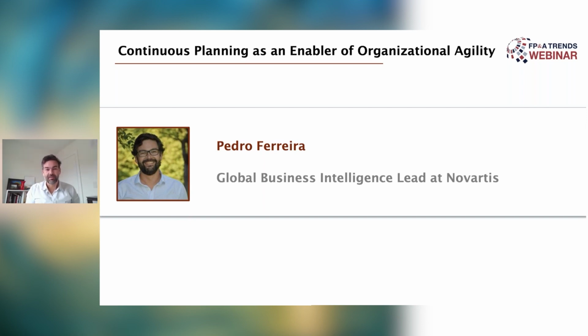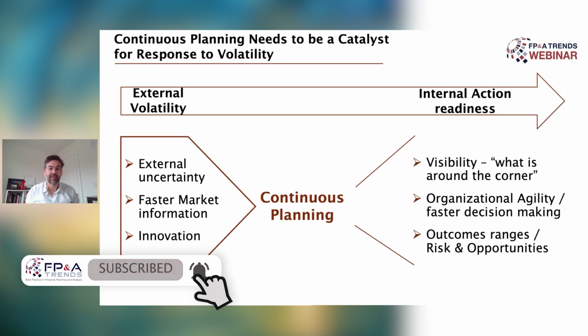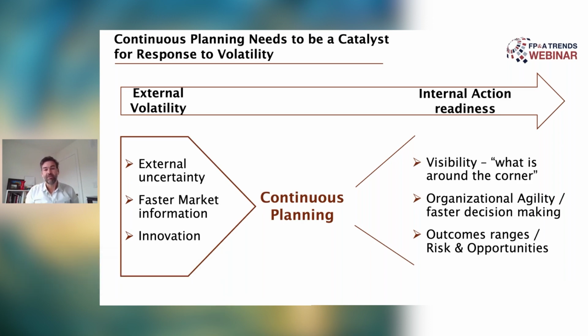So if we start, we normally talk about continuous planning in scope of volatility, which is absolutely right. But the first thing that I wanted to anchor here is that continuous planning will not solve volatility. Volatility exists due to a number of factors: external, market information, innovation, all of that is there. And what continuous planning needs to do is be a catalyst for our organizations to be able to react to this volatility.